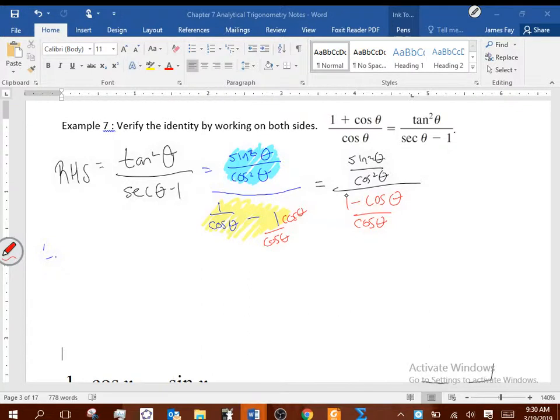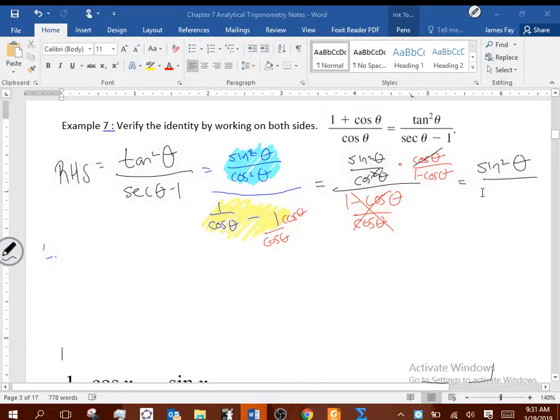How do I go about taking a fraction divided by a fraction? Multiply by the reciprocal. So multiplying by the reciprocal, what's going to happen with this cosine here? It's going to cancel with one of these down here, right? So now I get sine squared theta over cosine times 1 minus cosine. Now that's kind of the same spot that we ended up in the last one.